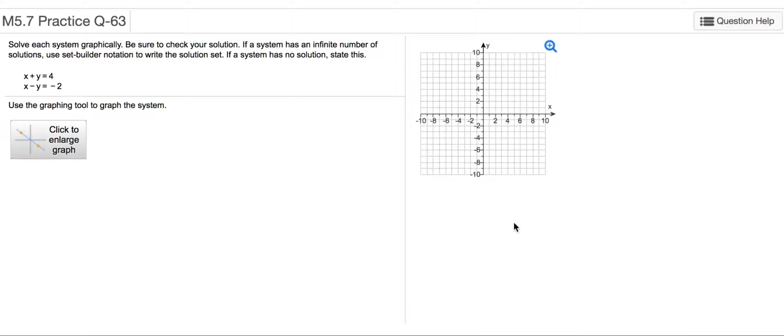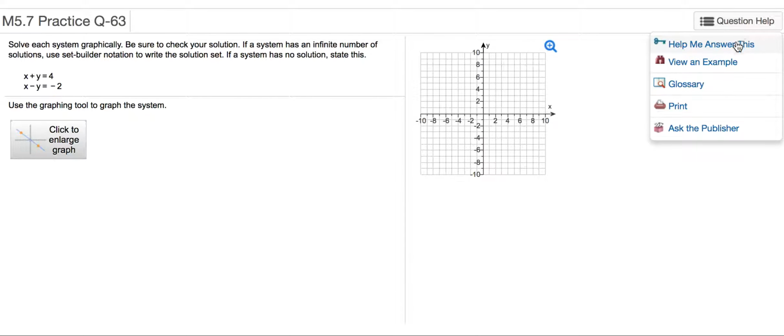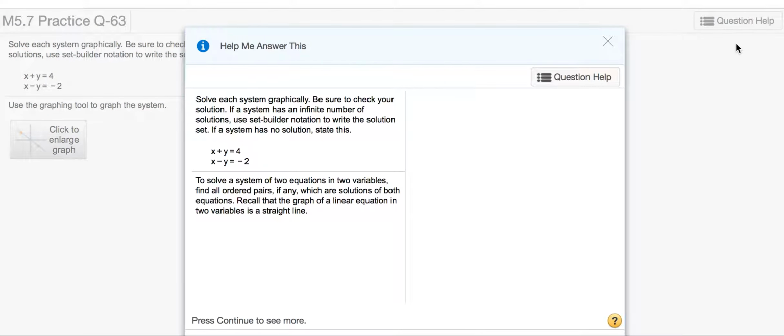So basically what you're going to be doing is we need to solve this equation and graph it on this graph. And I'm going to use question help to help you. It's long today, so bear with me, and I might not get through the whole thing. I might just kind of get you started so you can work through it on your own.